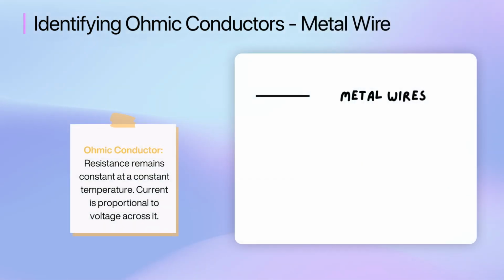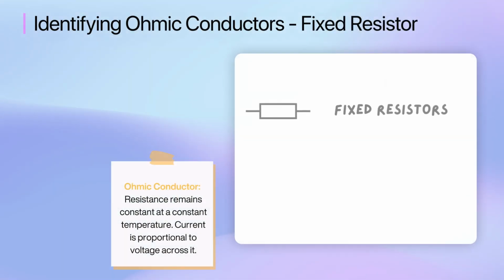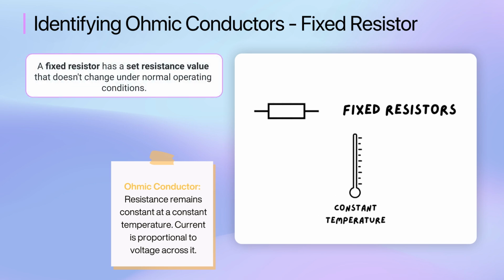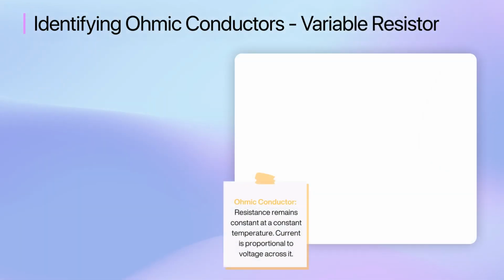Let's look at metal wires first. Typically, a metal wire will behave as an ohmic conductor provided it remains at a constant temperature. Next is a fixed resistor. This is a resistor with a set resistance value that doesn't change under normal operating conditions. For instance, if you have a fixed resistor marked as 5 ohms, its resistance will remain around 5 ohms at room temperature.